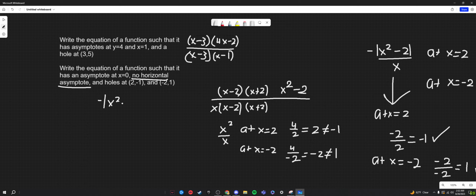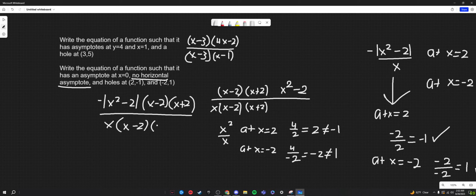So ultimately we need negative absolute value of x squared minus 2 times x minus 2, x plus 2. This will all be over x times the same thing, x minus 2 and x plus 2. And this does in fact satisfy all our requirements for our holes and our asymptotes.